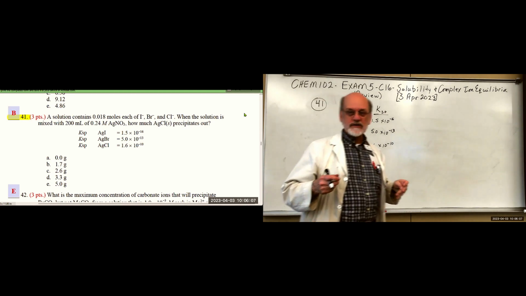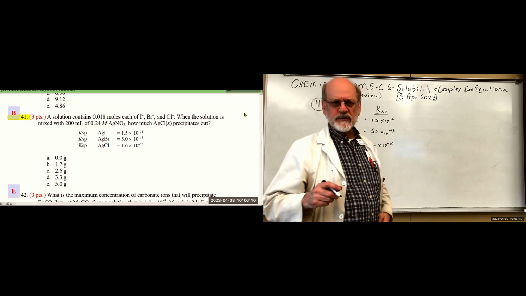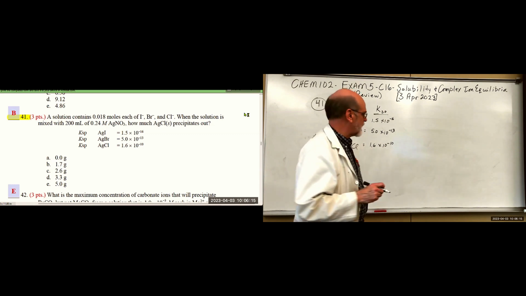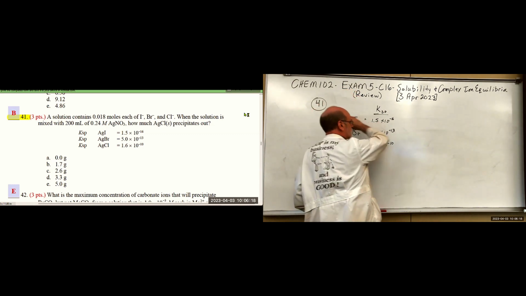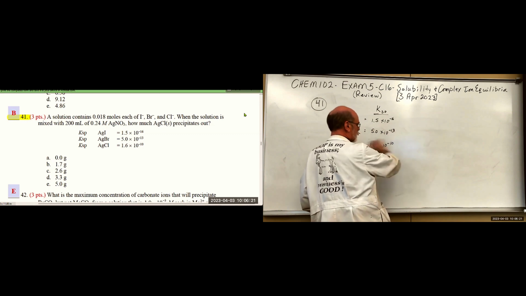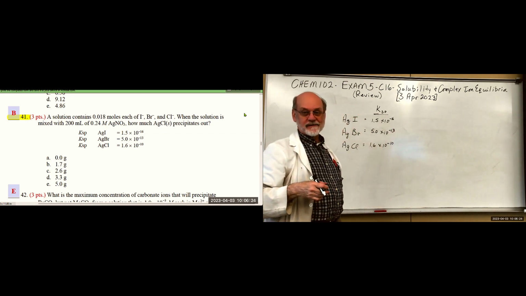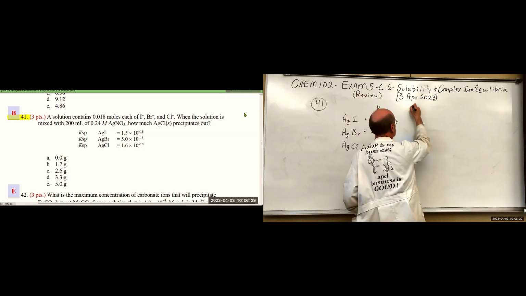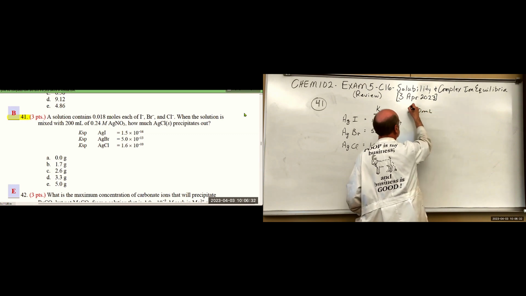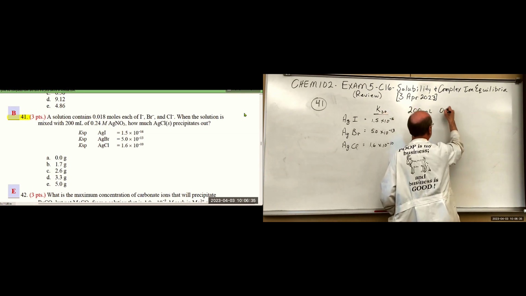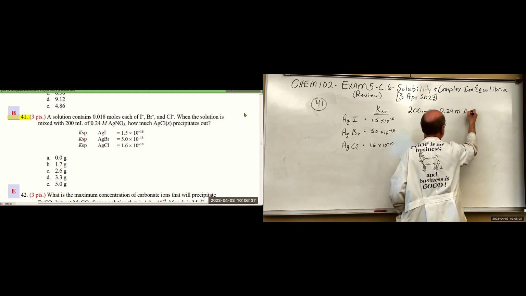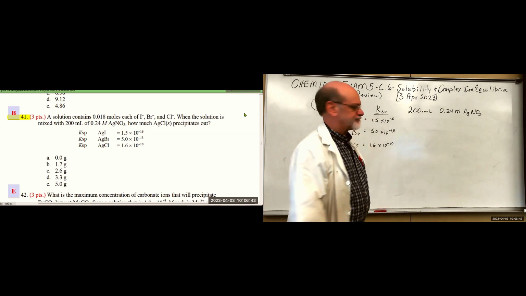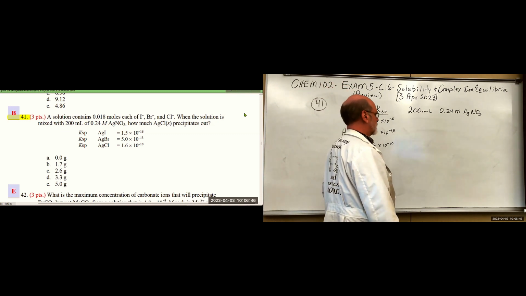Okay, so when the question says when the solution is mixed with 200 milliliters of 0.24 molar silver nitrate, how much silver chloride precipitates out? All you have to do is precipitate out this much, then this much, and what's left over is your answer. Right? So what do we got going first? 200 milliliters of 0.24 molar silver nitrate.